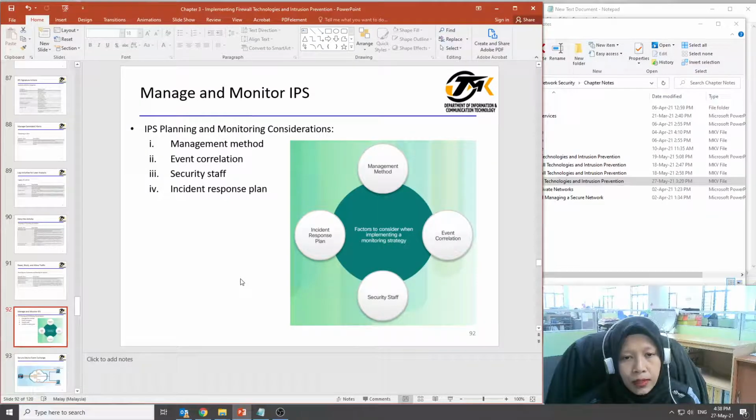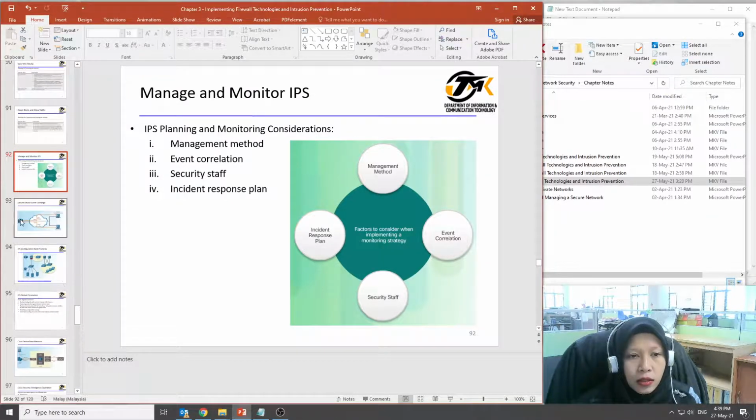The first is the management method of the IPS. Event correlation is what happened between the particular attack. Security staff who will be responsible for the IPS, and incident response plan. Incident response plan means if something does happen, what is the response plan for that particular attack? Like DDoS, what should we do? If there is an access attack, what should we do? If ransomware happens, what should we do? What is the plan? So we need to have this kind of response plan for different types of attack.